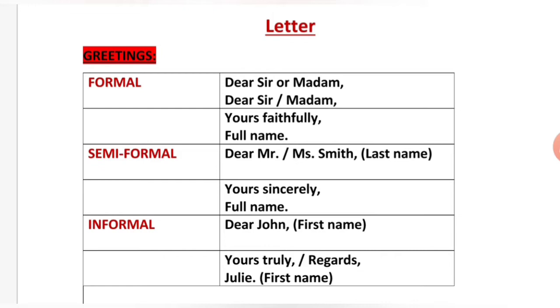And if the letter is informal, then it means you are writing to a friend. Then you will start with the first name of the person, that is dear first name, like dear John. And for the ending, you can write yours truly or regards, and then your first name, like Julie.